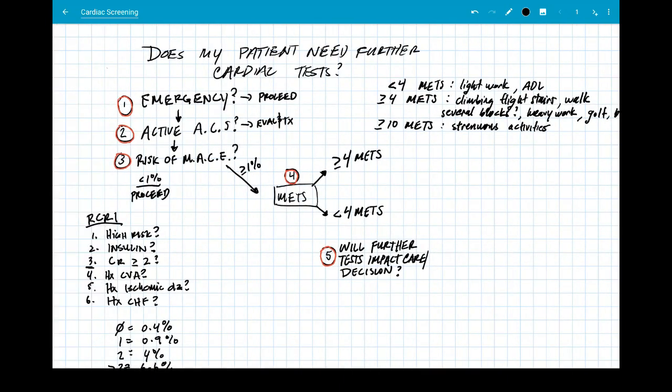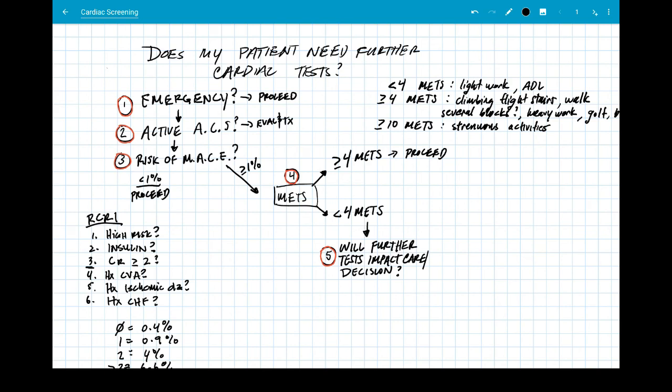So going back to our fourth question, if the patient is able to perform greater than or equal to 4 METs, meaning they can climb a flight of stairs, walk several blocks, do heavy work around the house, golf, bowling, etc., then you can proceed to surgery without further testing. If the patient is unable to perform greater than or equal to 4 METs, or their ability to perform metabolic equivalence is unknown due to their current condition, then you need to ask the next question.